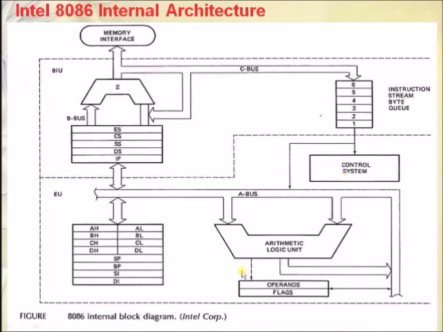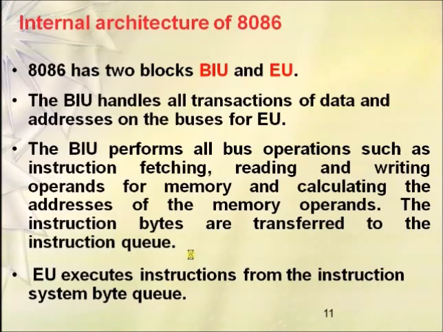Now based on those signals, this arithmetic and logic unit is going to perform the operations on the data operands. After getting the result, that result would be stored inside any of these registers, and the status of this particular ALU will be represented by this flag register. These are the operations that an execution unit is going to carry out.